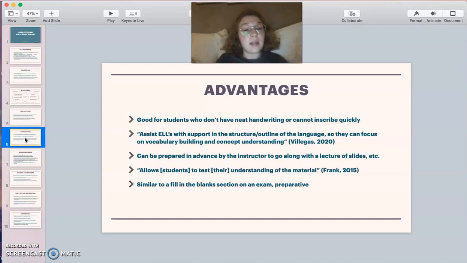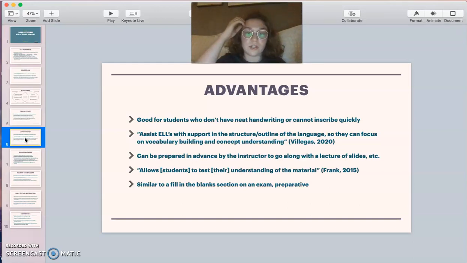And then in the same sort of way, it helps to assist English language learners because it gives them a very good structure and outline of the language, and so they can focus on the vocabulary building and concept understanding as opposed to writing and spelling and all the little details that are more difficult for them. It can also be prepared in advance by the instructor to go along with a lecture or slides, which I think is great because it makes all of the material cohesive, where the lecture and the slides maybe follow the exact same form as the frame notes.